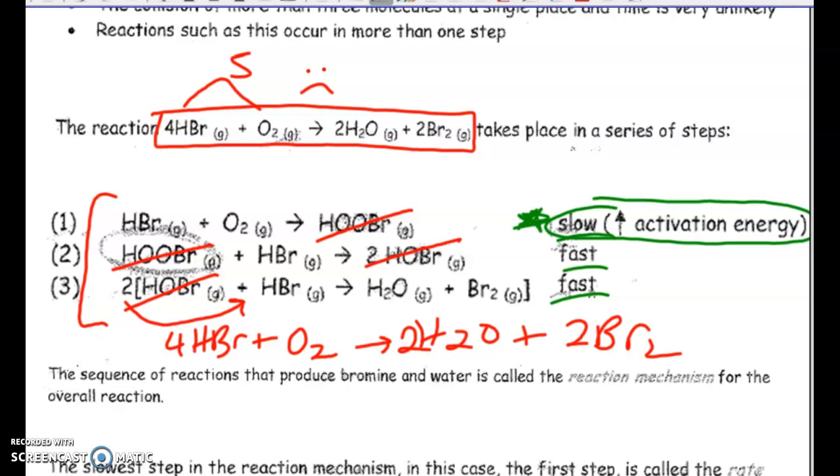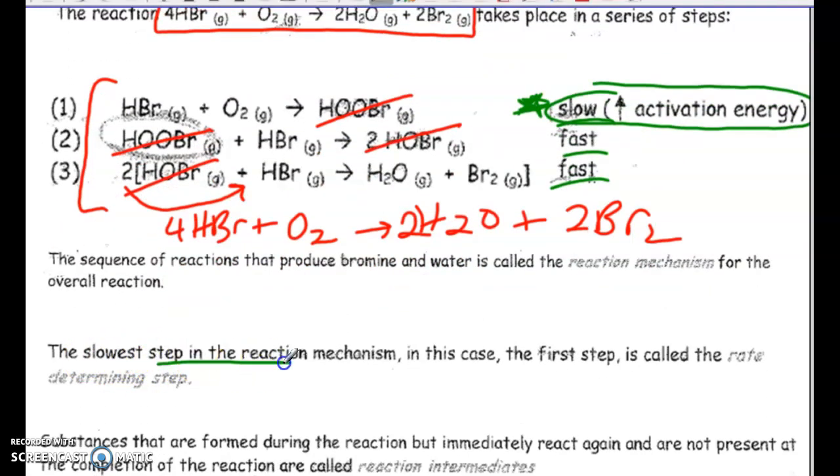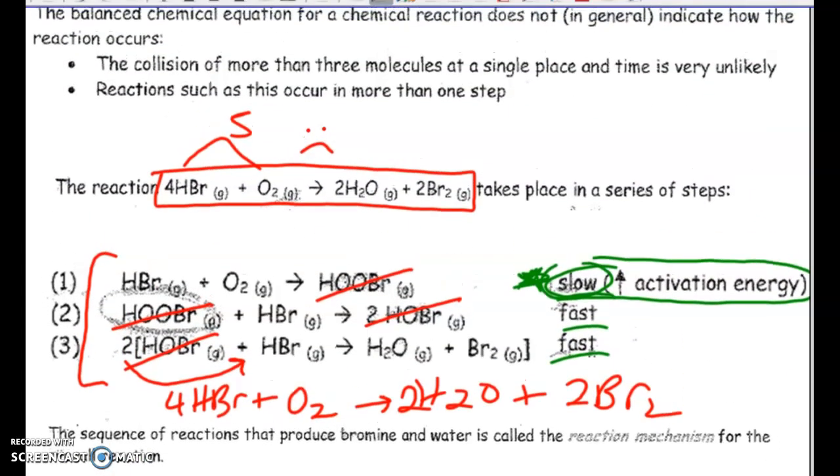And that's what's mentioned down here. So the slowest step in the reaction mechanism, in this case it's the first step, is called the rate determining step. So when we want to speed up a reaction, we really want to look at our rate determining step.